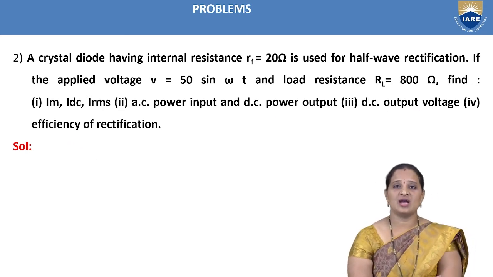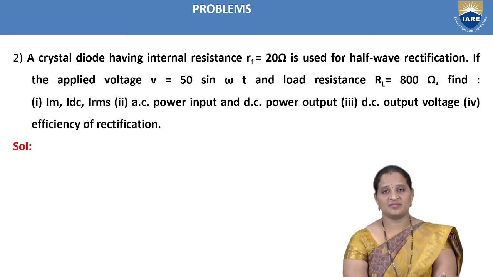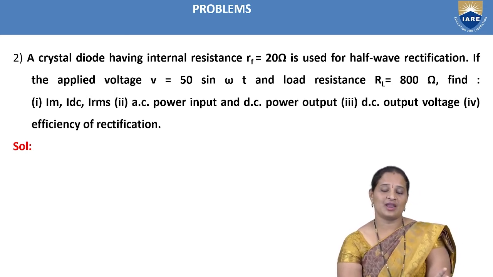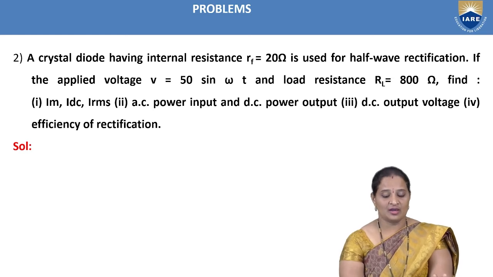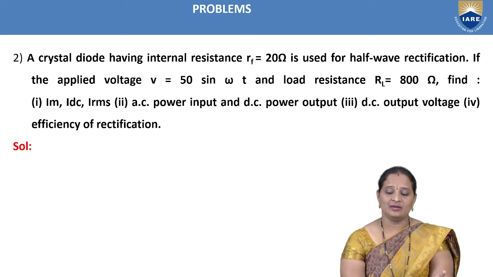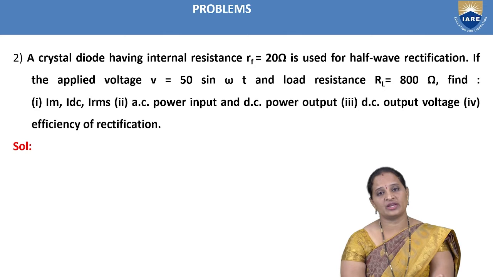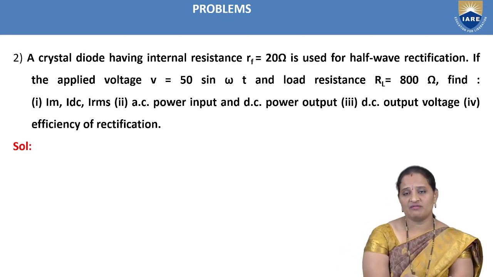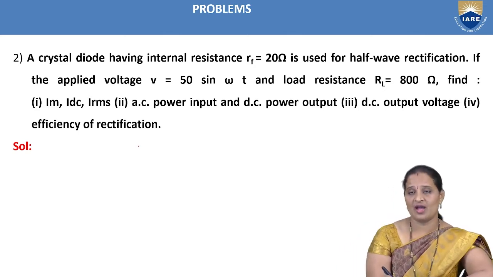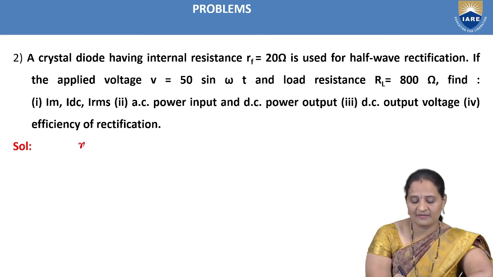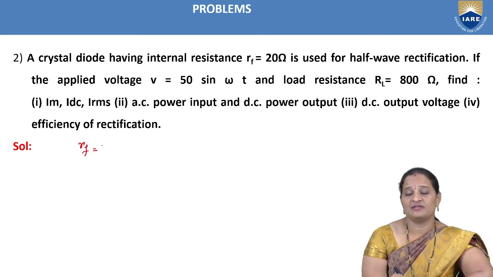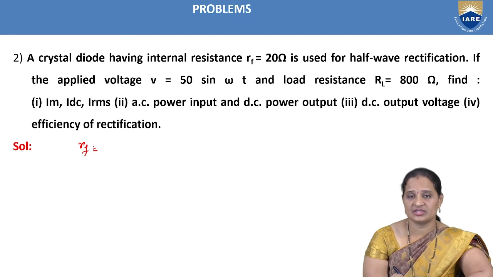So he asked us to find the maximum current, average current, and RMS value of current, and also the AC input power, DC output power, the DC output voltage across the load resistor, and also rectifier efficiency. Now first let us identify all the values that are given. Here RF is given, which is nothing but the forward resistance or internal resistance of the diode under forward bias condition, which is 20 ohms.